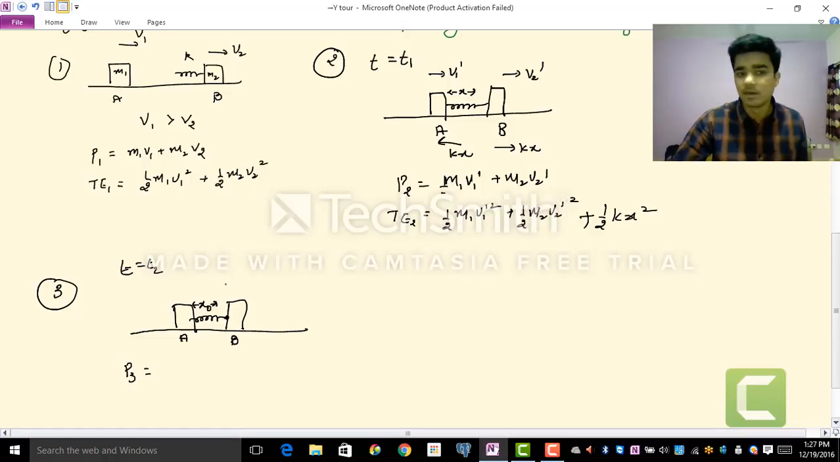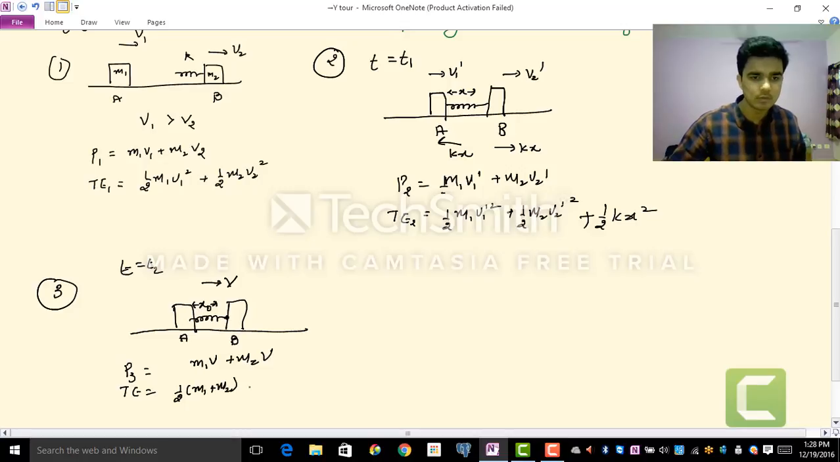They do not have any relative speed. The relative speed is zero, which means both of the objects are moving with the same speed. Let us say V, right? So the total momentum of the system will be what? M1V plus M2V, and the total energy will be half M1 plus M2 V square, plus, because the spring is compressed by some amount and which is the maximum compression, half K x naught square, right?